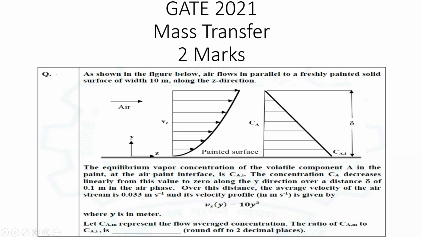At equilibrium, vapor concentration of volatile component A in the paint at the air-paint interface is CAi. The concentration CA decreases linearly from this value to 0 along the y direction over the distance delta of 0.1 meter in the air phase. Over this distance, the average velocity of the air stream is 0.033 meter per second, and its velocity profile is given by Vz equal to 10 y square. You can see here we have given the linear profile of this concentration.